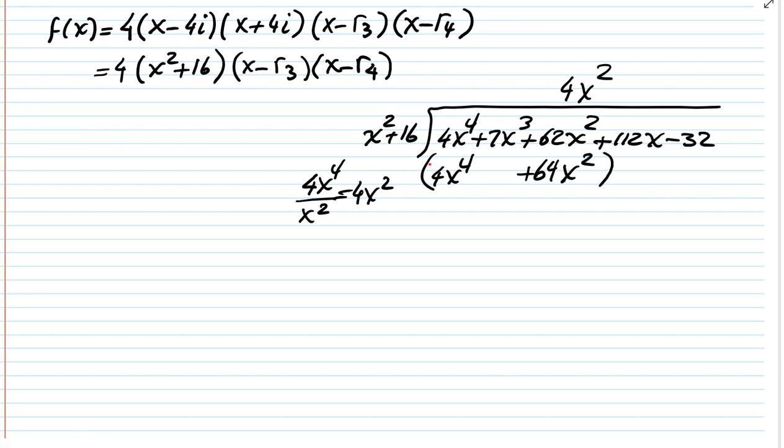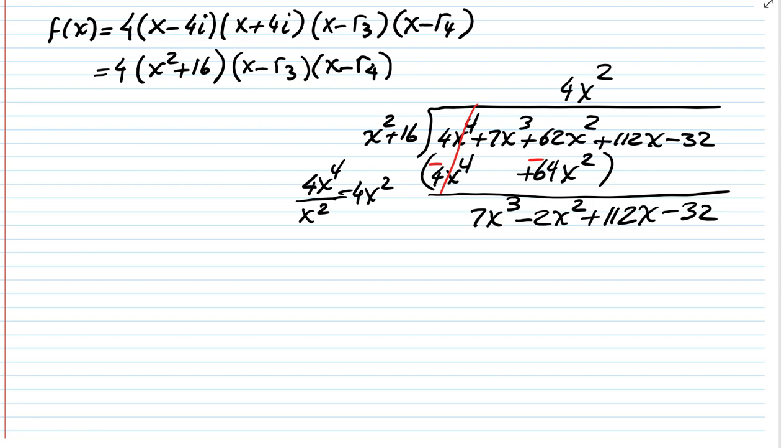And then we're going to change sign on these and add them. Okay, so I'm going to have 7x cubed minus 2x squared plus 112x minus 32. And we continue on this time. First term in the dividend, divide by first term in the divisor, and that will be 7x. This is the next term in the quotient, 7x.